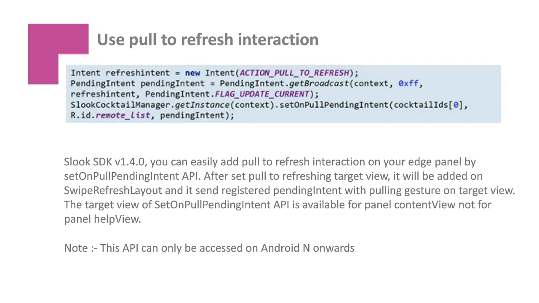This is a code snippet of how to implement pull to refresh. The first line says action pull to refresh. There you can define your own string, whatever you want for that particular event, and set the pending intent. And you can again capture that string once this action is performed, and that's when you can perform all the data updates or whatever things that you want to do during the pull to refresh action.